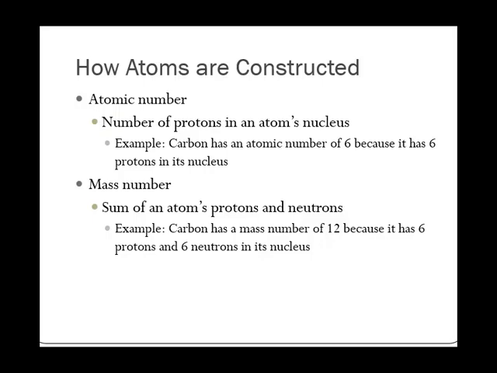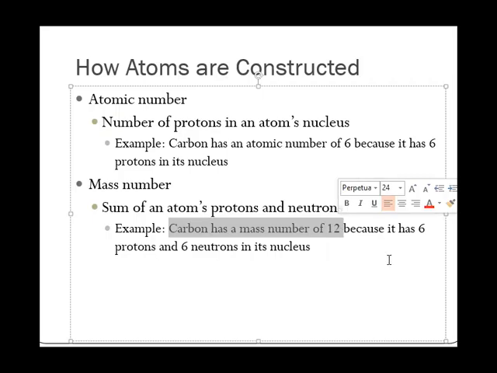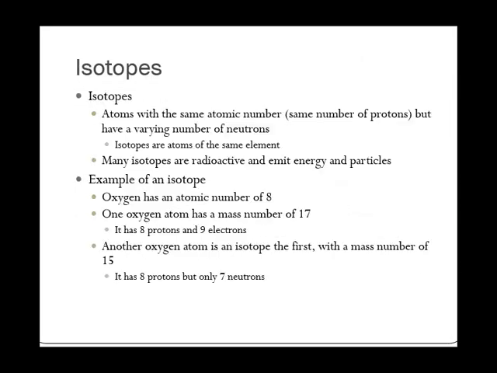Any atom with 6 protons is inherently considered carbon. And the mass number, in other words, how big the atom is, is based on the number of protons plus neutrons. So if carbon has a mass of 12, that means it has 6 protons and 6 neutrons.